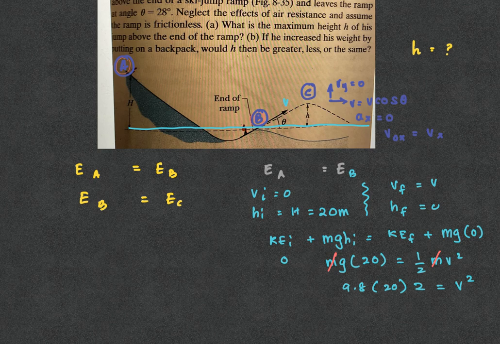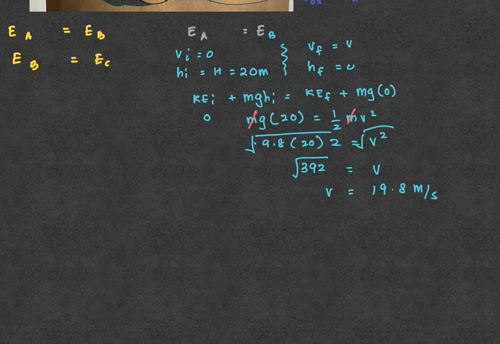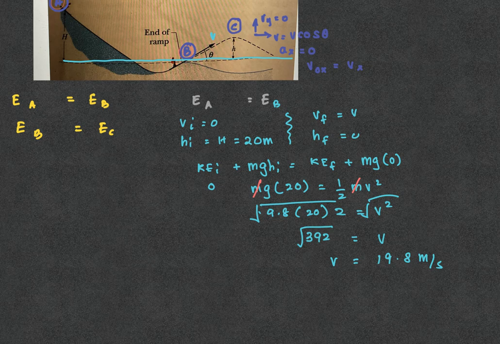And then when you take the square root of both sides, v square root would be simply v, and there you will have the square root of 2 times 9.8 times 20. Yeah, so I get about 19.8 meters per second when I do the math there, right? So that is not what we want, but we just found out that the speed, or the velocity, at point B is 19.8.